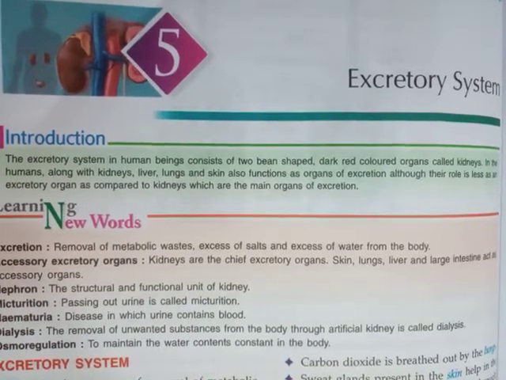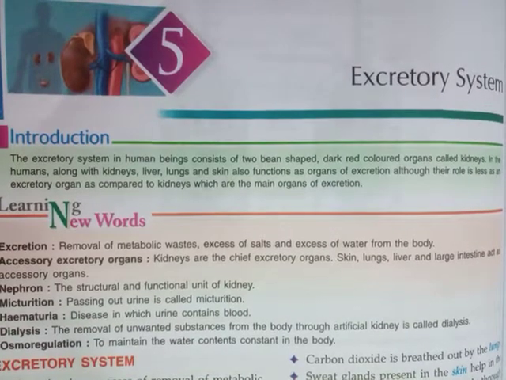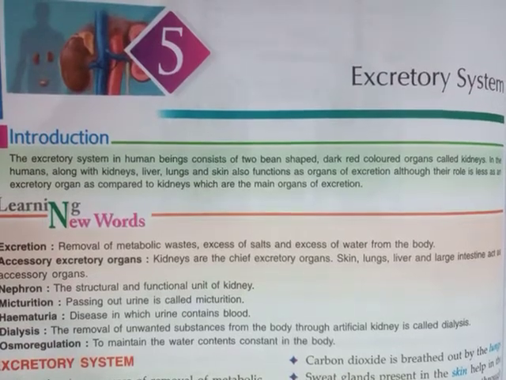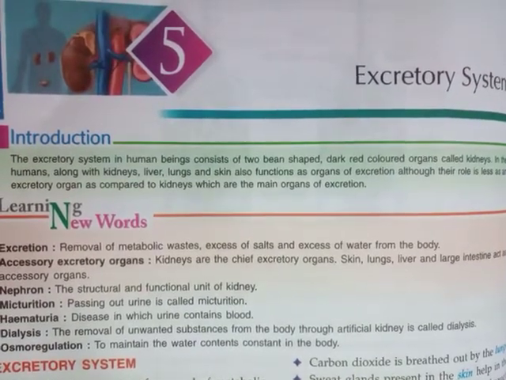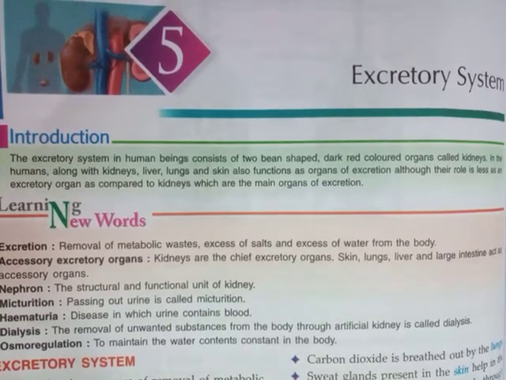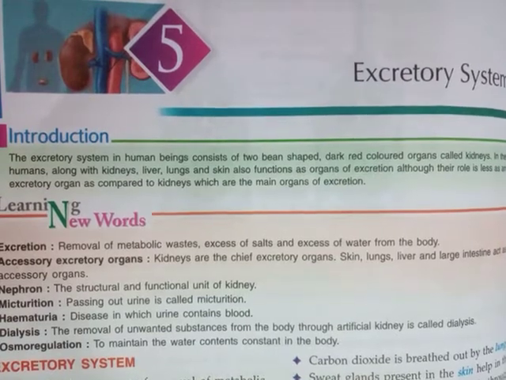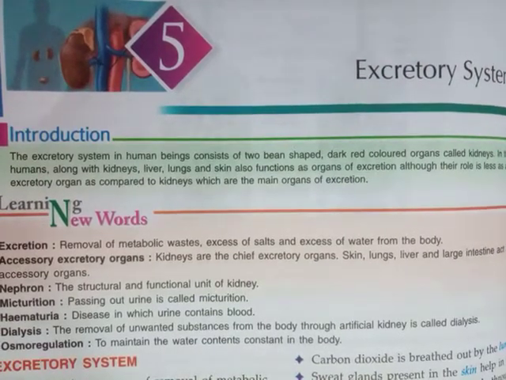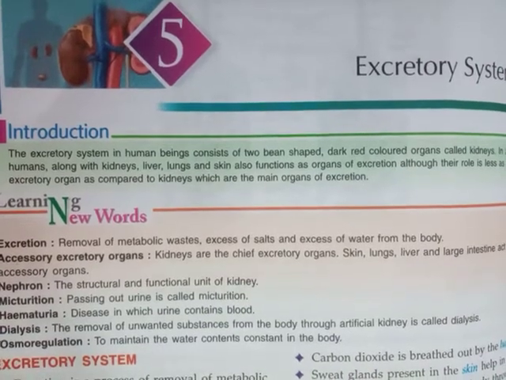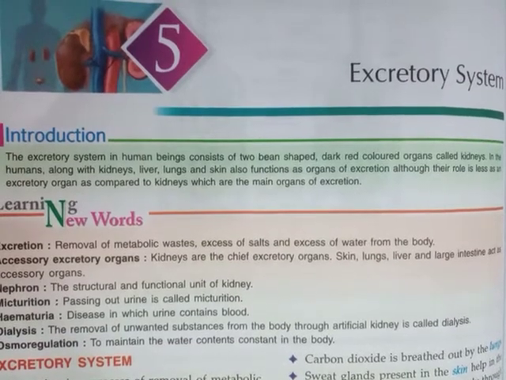Number one, excretion. What is excretion? Removal of metabolic wastes, or you can say nitrogenous wastes, excess of salts and excess of water from the body. So excretion is the process. Accessory excretory organs: kidneys are the chief excretory organs. Skin, lungs, liver and large intestine act as accessory organs. We call them accessory excretory organs because they also remove some waste from our body. That is why they are also called accessory excretory organs.